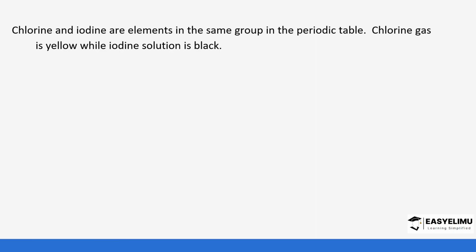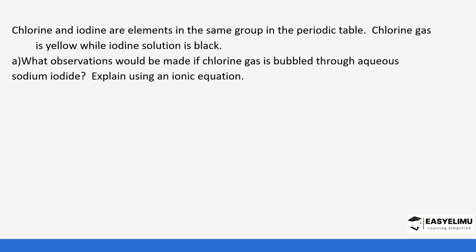For the next question, chlorine and iodine are elements in the same group in the periodic table. Chlorine gas is yellow while iodine is black. Other books talk about black or gray. What observations would be made if chlorine gas is bubbled through aqueous sodium iodide? Explain using ionic equations. So we know that this is a displacement reaction. If you were to write the equation, it would be chlorine gas plus sodium iodide, which is also in aqueous solution. Chlorine displaces the iodine in sodium iodide to form sodium chloride, aqueous as well, and iodine is deposited as a solid at the bottom.